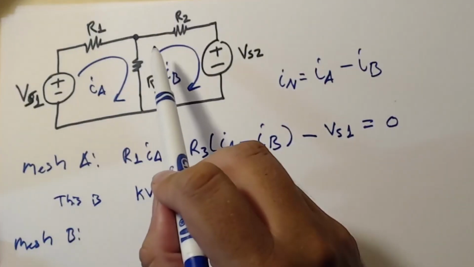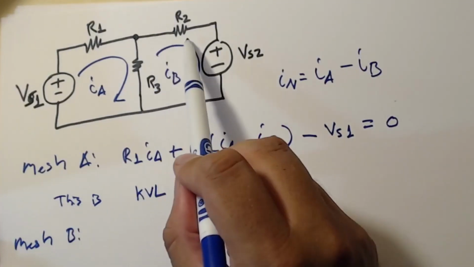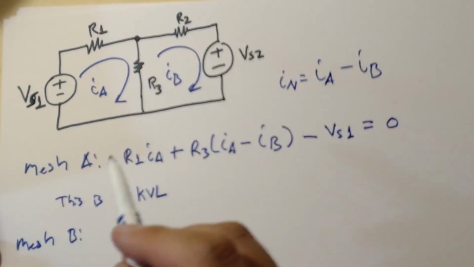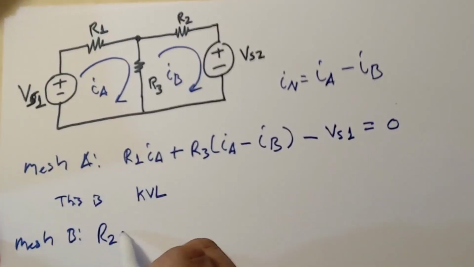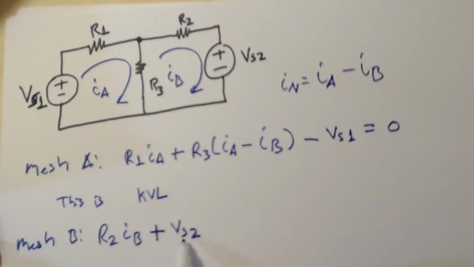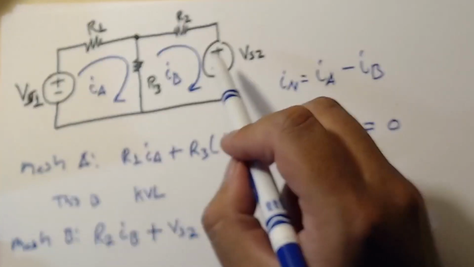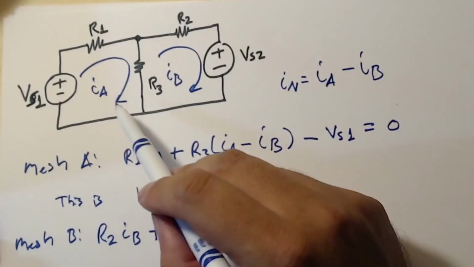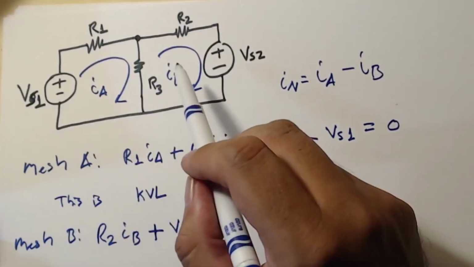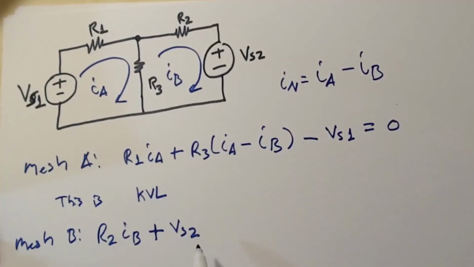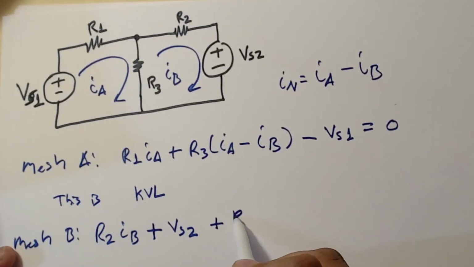So we see R2 times IB plus VS2. It's plus VS2 because the current is going into the plus, where here the current went into the minus. So this is going into the plus. So plus VS2 plus R3.